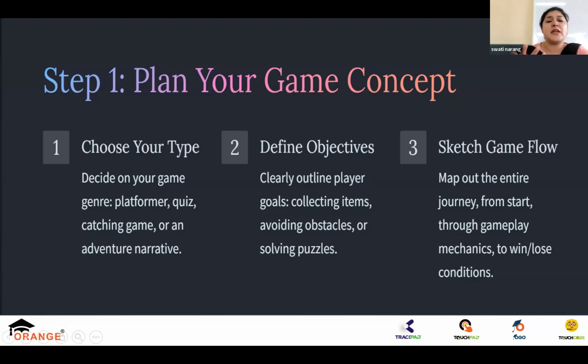Then sketch the game flow. After one level, how would they go to the second level, and which would be the last level, and what would be the difficulty of each level, how to decide on it, all these game things, and the mechanics of how we are going to win, or what would be the conditions to win and what would be the conditions to lose. You'll have to start with it. You'll have to create this game concept on a piece of paper or in notes. You have to create this and then move to the platform where you want to create that game.